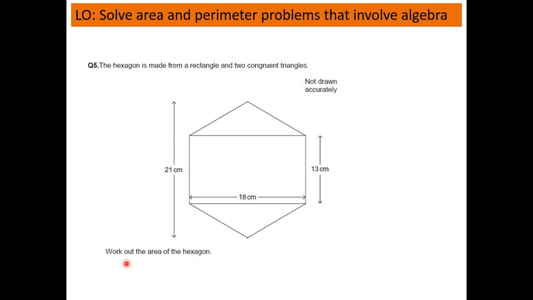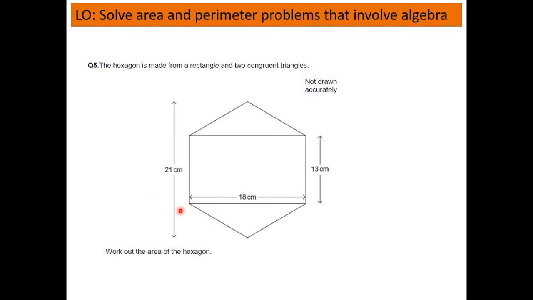Question 5. We've been given a hexagon. It's made from a rectangle and 2 congruent triangles. Now, congruent just means that they are exactly the same. They've just been either flipped or moved or rotated. So here, it wants us to work out the area of the hexagon.